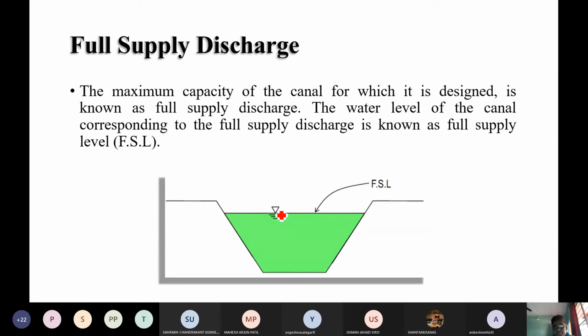Then full supply discharge. If the water is flowing inside the canal at the full supply level, that means the maximum capacity of the canal for which it is designed, it is known as the full supply discharge. Then the water level of the canal corresponding to the full supply discharge is known as the full supply level.